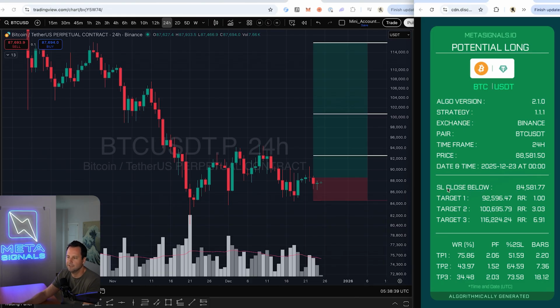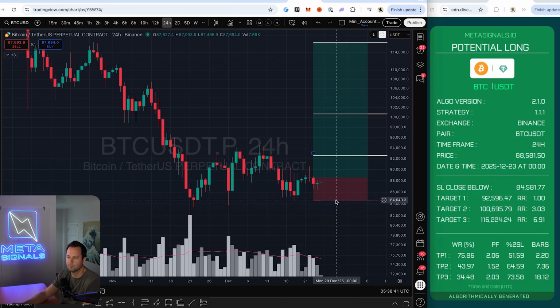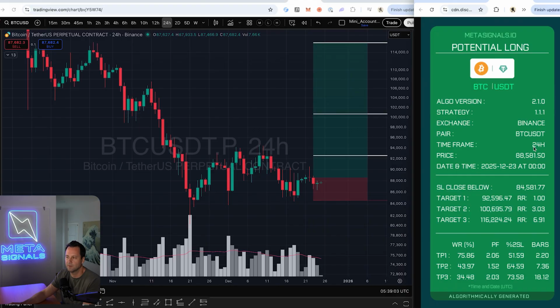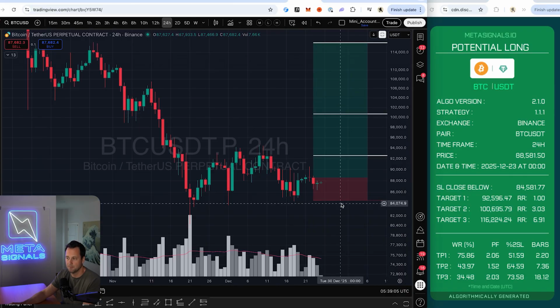So most people see stop loss and they just assume if price touches your stop loss, then you're out of the trade. You can trade like that. We choose not to, simply because long term, your equity curve is going to look a lot better if you wait for a candle close below the stop loss level on the time frame of the alert. So in this case, without a 24-hour close below 84,581.77, we're not going to exit the trade.